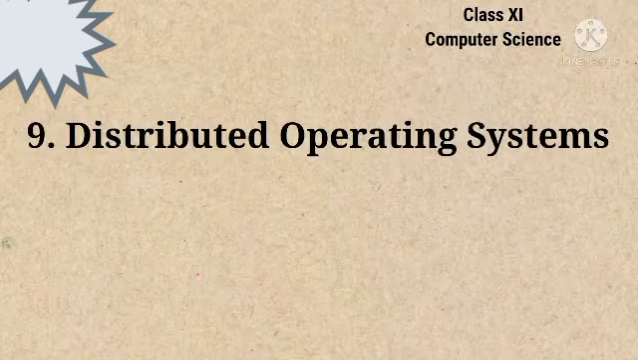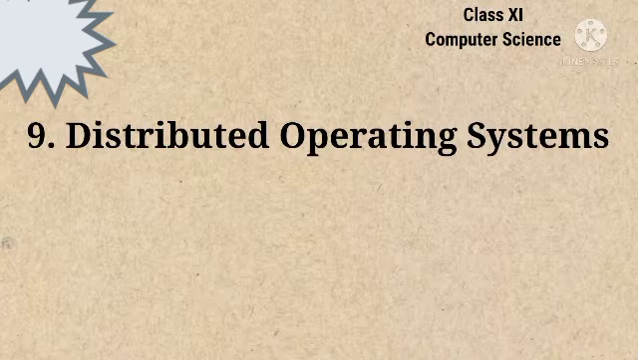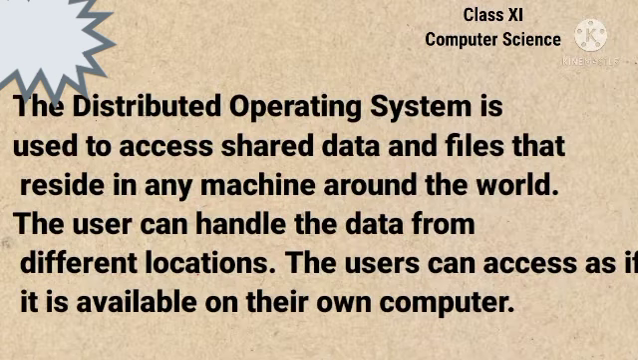Next, we are going to learn about distributed operating system. This is also one of the key features of an operating system. The distributed operating system is used to access the shared data and files that reside in any machine around the world. The user can handle the data from different locations. The users can access it as if it is available on their own computer. So, the user can access the data from any machine from anywhere. That's the purpose of distributed operating system.